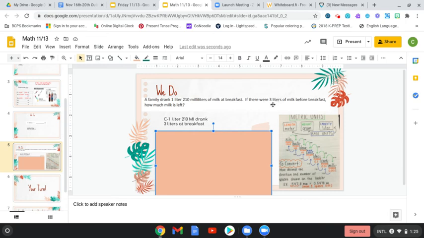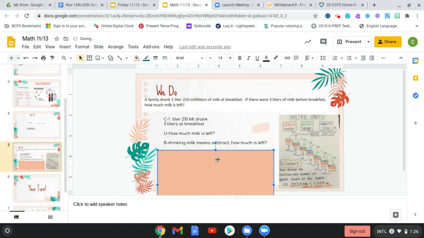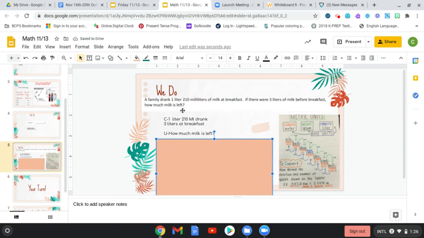But before breakfast, there was 3 liters of milk. So that's also important. The next thing I have to do is underline the question. Well, the question that I am focusing on is how much milk is left. Okay?